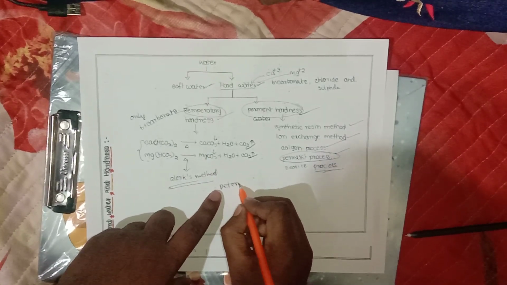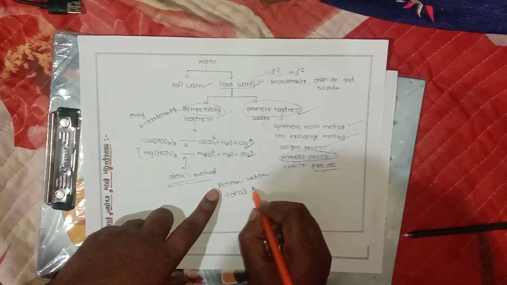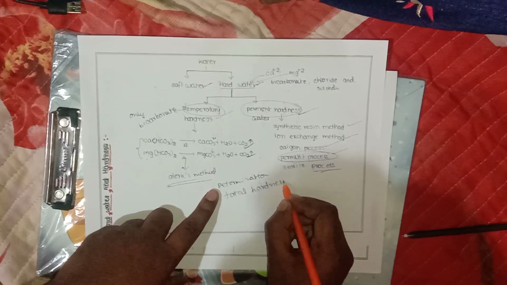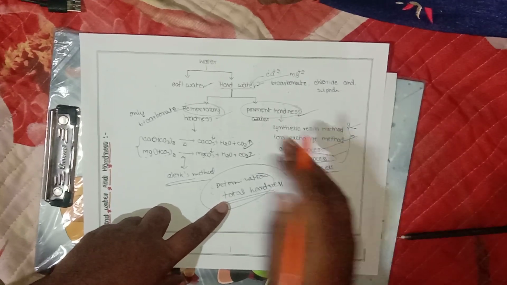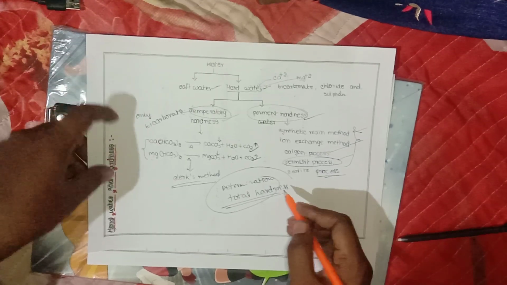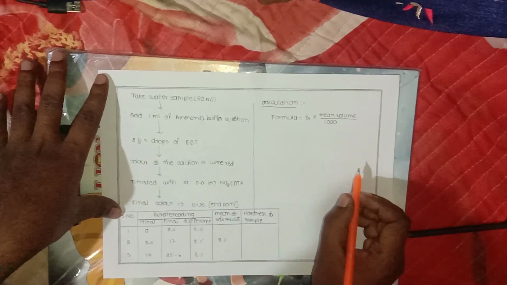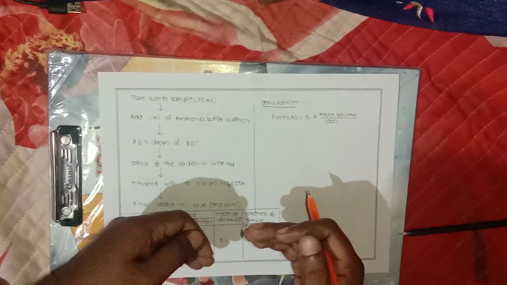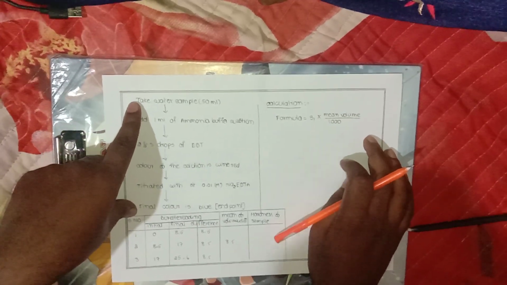Now, in B.Tech we have a most common question, that is determination of total hardness. Now I will discuss this one, and the remaining methods for removing permanent hardness I will discuss in the next video. So now I will go for the determination of total hardness of a given water sample. Here we have some experiments in the laboratory also, but I will explain only the process.